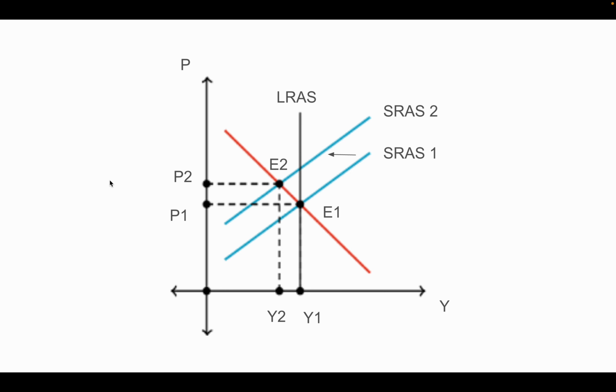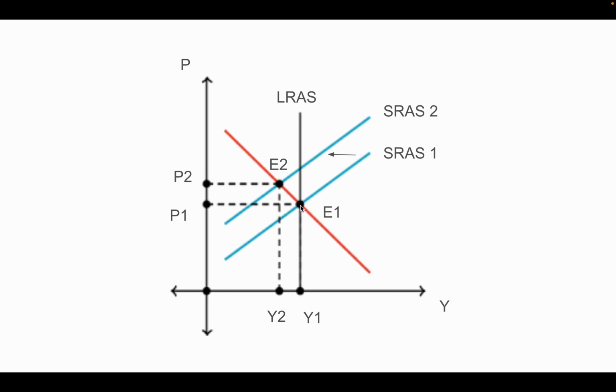be our price level. And first we have to start by drawing our short-run aggregate supply curve and our aggregate demand curve, which is this red one that slopes downwards. And then we have our long-run aggregate supply curve that's always vertical, which we need to remember. And then we have our equilibrium point right in the middle where it intersects with these three curves.